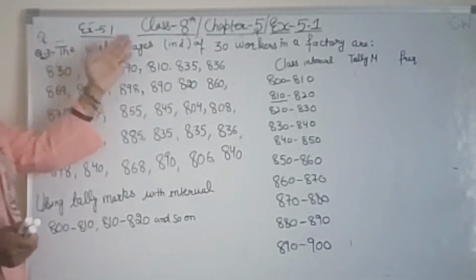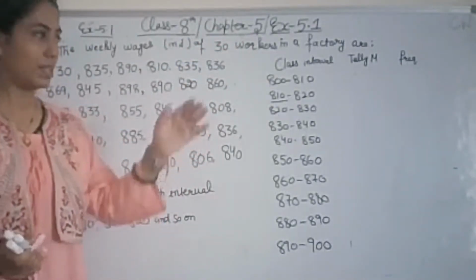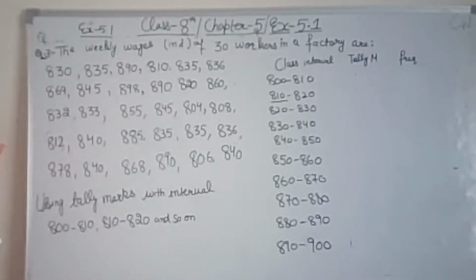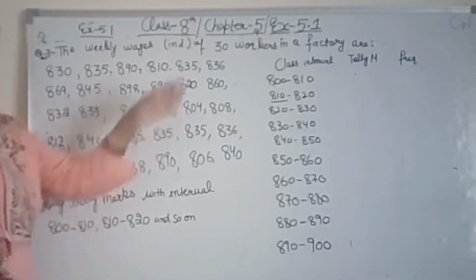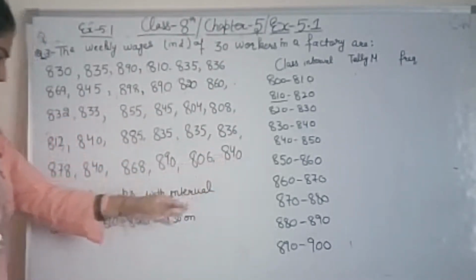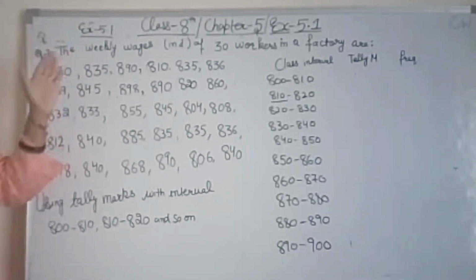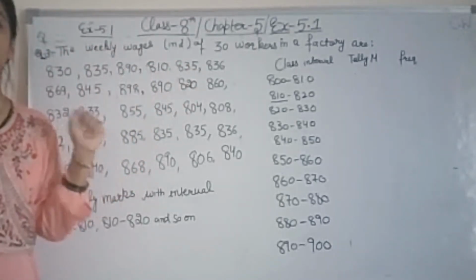The weekly wages in a factory in which they have 30 workers. ठीक है. These are the wages of the 30 workers. What we have to do? You have to make a tally marks frequency table. Using tally marks, you have to make a frequency table, taking the interval. अब इसमें हमें इंटरवल लेने हैं. मतलब अब आप खुद सोचो 30 नंबर 800, 800, 10, 820 ऐसे लेंगे तो कितनी लंबी सीरीज बन जाएगी.